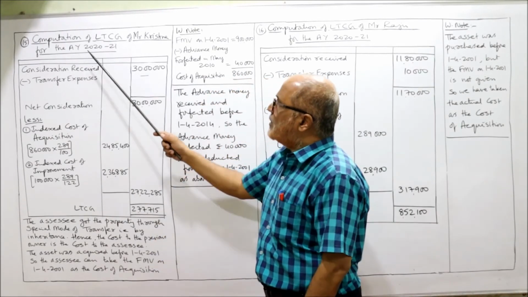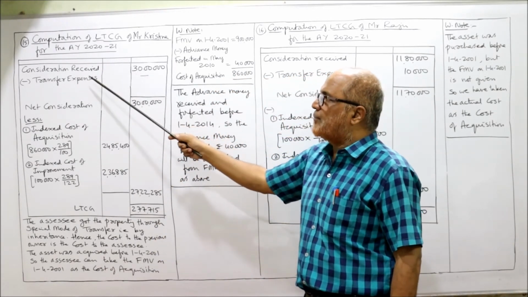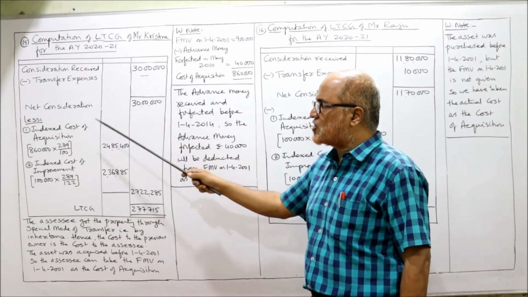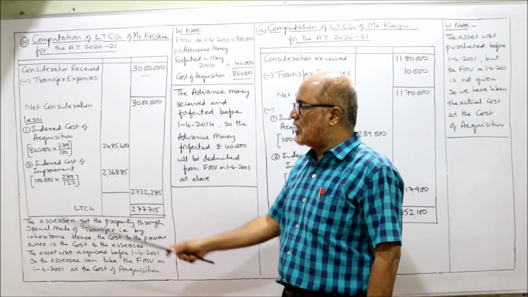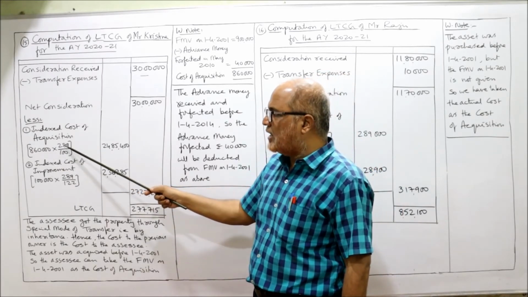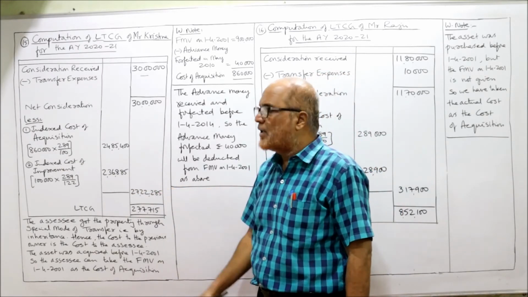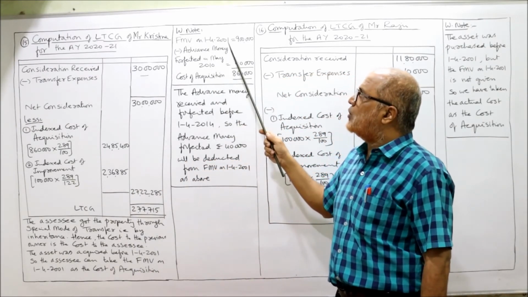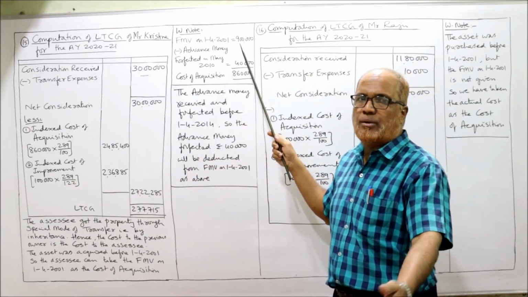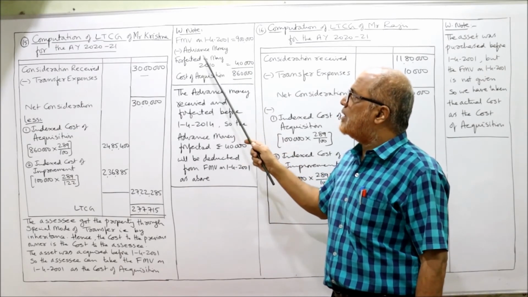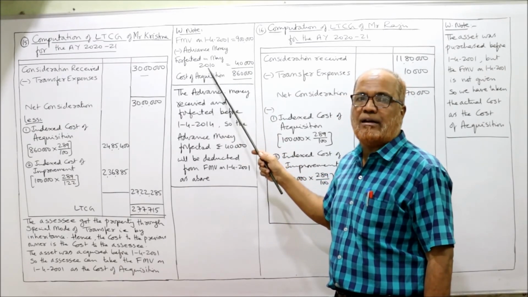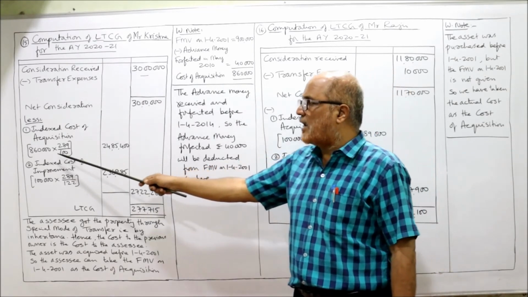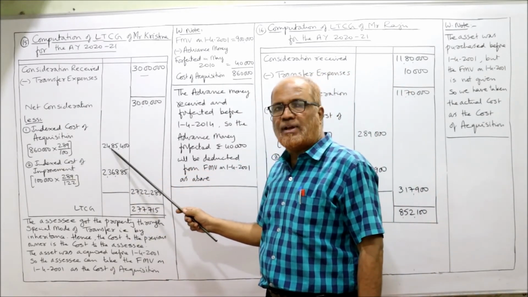So see, computation of LTCG of Mr. Krishna for the year. Consideration received 30 lakh, no transfer expenses, net consideration, indexed cost of acquisition. 8,60,000 into 289 by 100. How this 8,60,000? Here I have shown. FMV on 1/4/2001 is 9 lakh rupees given in the problem. From this, advance money forfeited in May 2010 will be deducted. The actual cost of acquisition is 8,60,000. So this is the cost of acquisition.